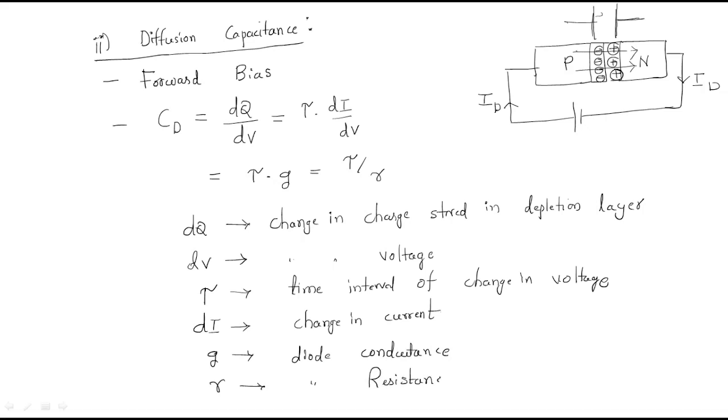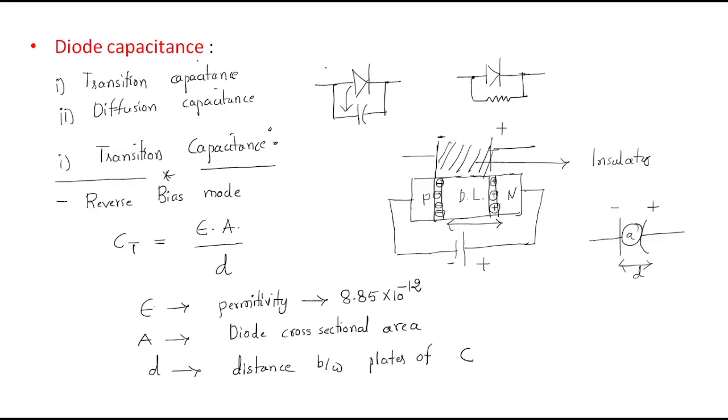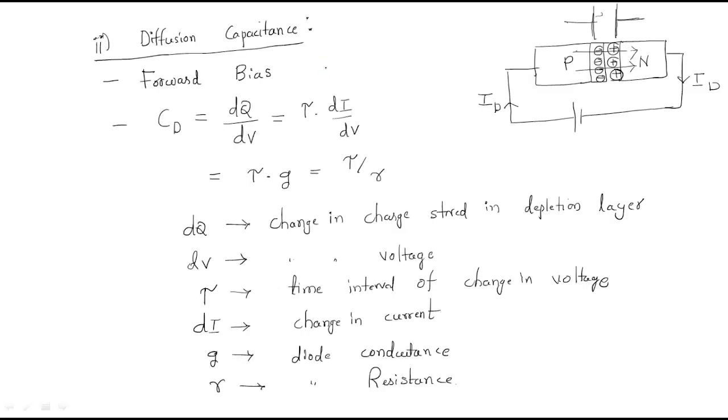In order to understand the diffusion capacitance, these formulas are very much useful. So this is about the diode capacitance. One is transition capacitance, another one is the diffusion capacitance. Okay, thank you.